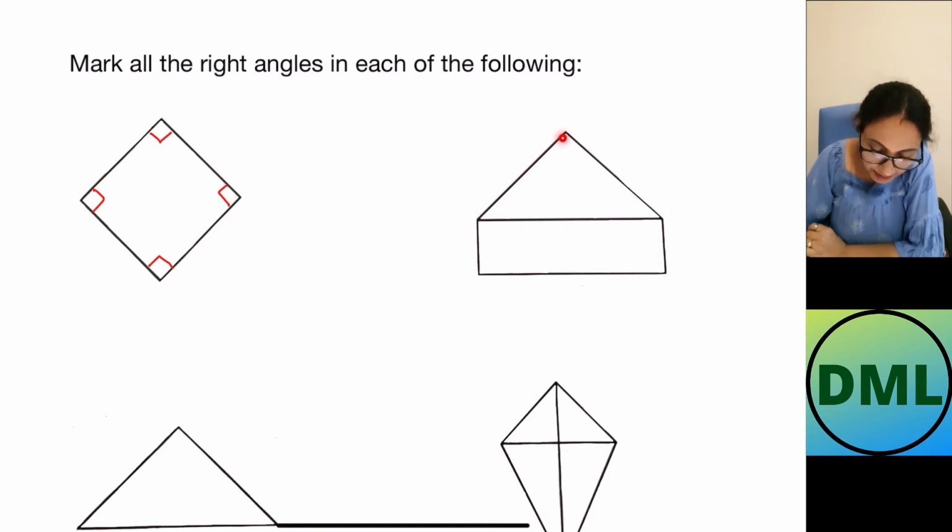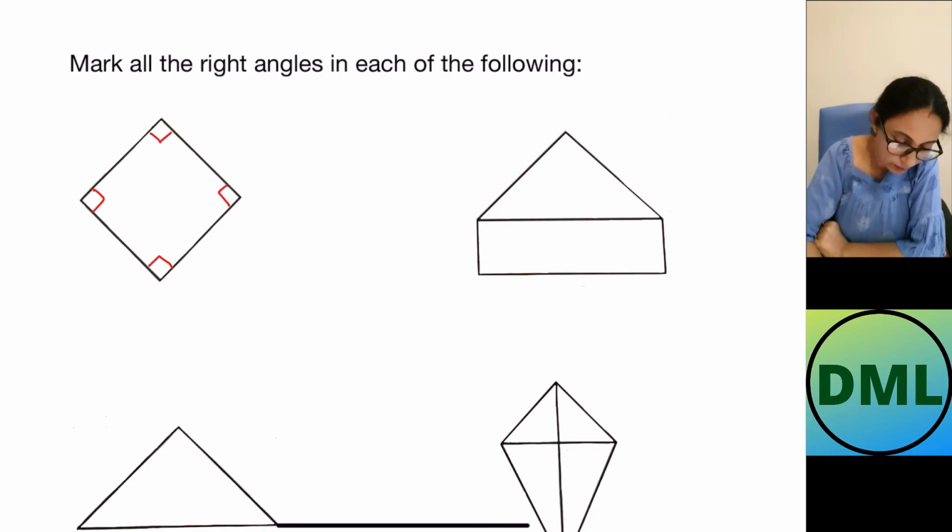This is our first line. This is our second line. And they are making an angle here. Are they making a right angle here? Yes, right? They are making a right angle here. As well, we can see that this line is perpendicular to this line. This line is perpendicular to this line. This line is perpendicular to this line. This line is perpendicular to this line. So all these angles are right angles. Let's mark all of them.